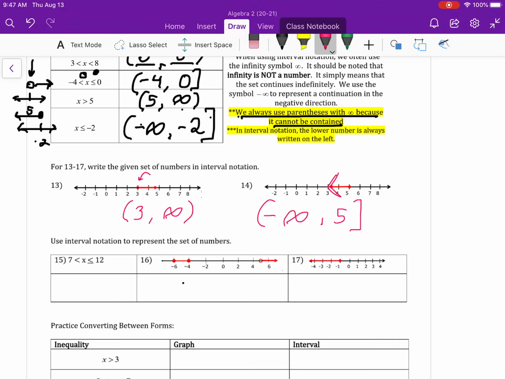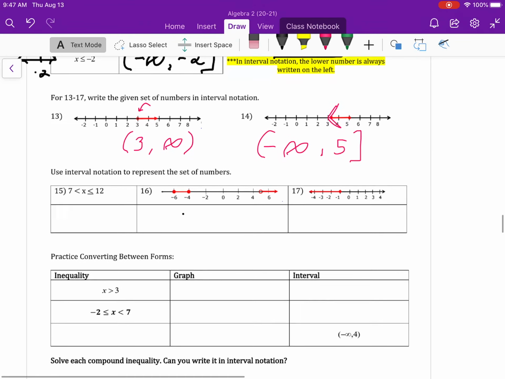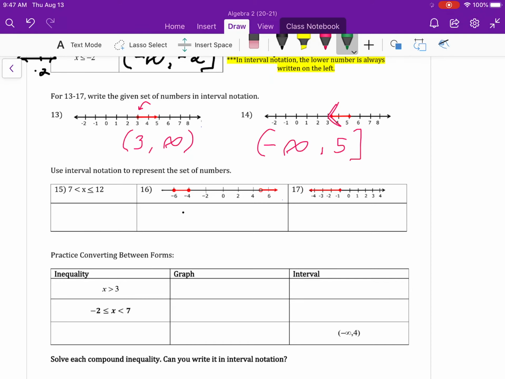Okay? Use interval notation to represent these numbers. So in number 15 here, and again, these aren't numbered super well usually. In number 15, let's see, the left endpoint is 7. The right endpoint is 12. Look at those symbols. We're going to have an open, closed dot. Same with over here. Let's see. Look at this one to start. -6 to -4. They're both closed, so we'll use brackets.